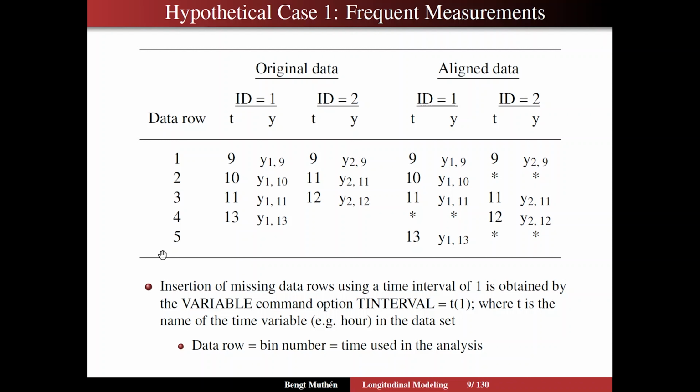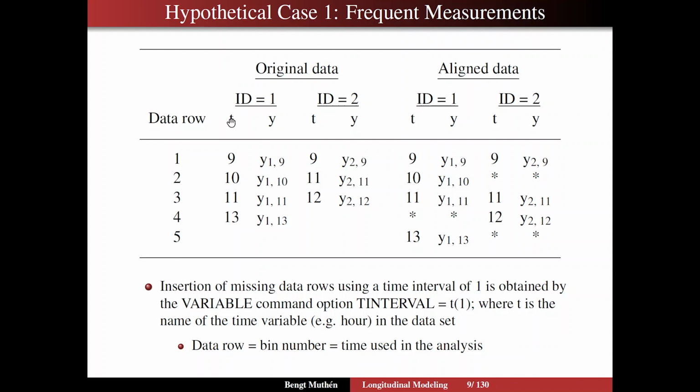I'm going to show you 2 hypothetical examples and then we'll take a look at the real data. On slide 9, you have a first hypothetical case with frequent measurements. So let's take our time to look at this. First we have the original data, and then to the right we have the aligned data that we're going to use for analysis.